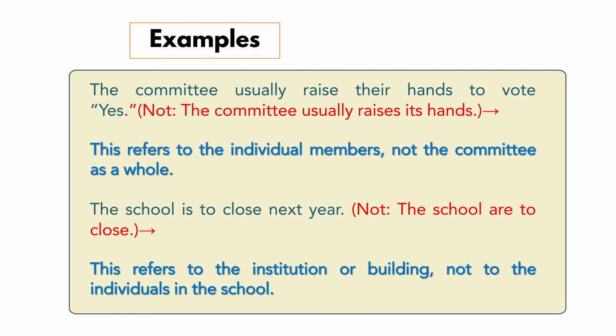The school is to close next year. The school will be closed next year. Basically, that's what it means. Now we can also say the school are to close. Why? Because this refers to the institution or building, not to the individuals in the school. The students, the teachers, they're not going to close. They're going to go on vacation or have some good time with their friends and family members and whatnot. That's why we have to use "is" and not "are".